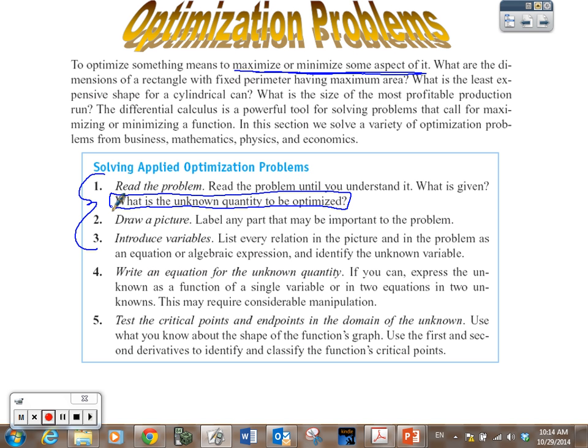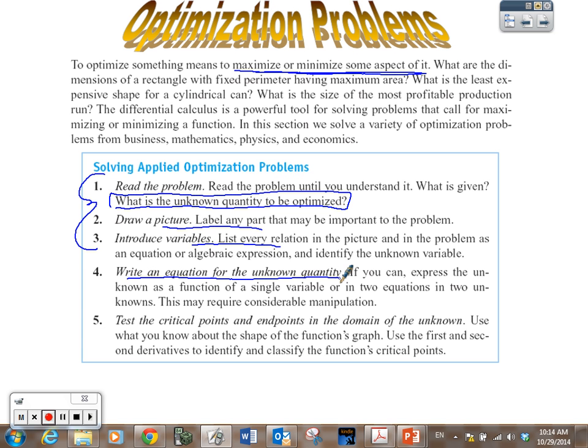Once we discover that, we go ahead and draw or label our picture. If we're doing volume, we draw a diagram like we did in related rates. We label the variables, the same kind of setup that we did on related rates. Step 4 is writing an equation. So the equation that we're going to write is for what we want to maximize or minimize. Okay, that's our focus.